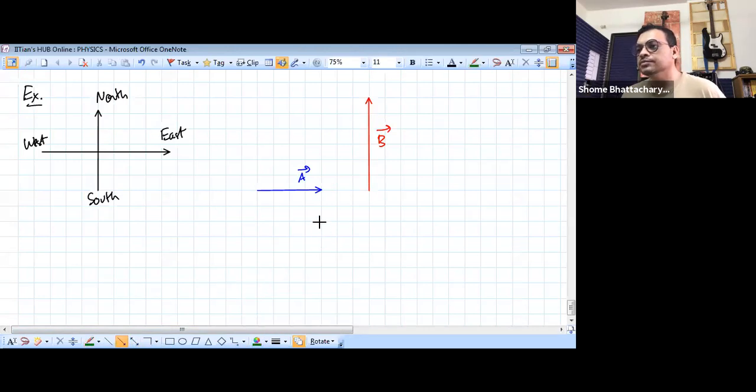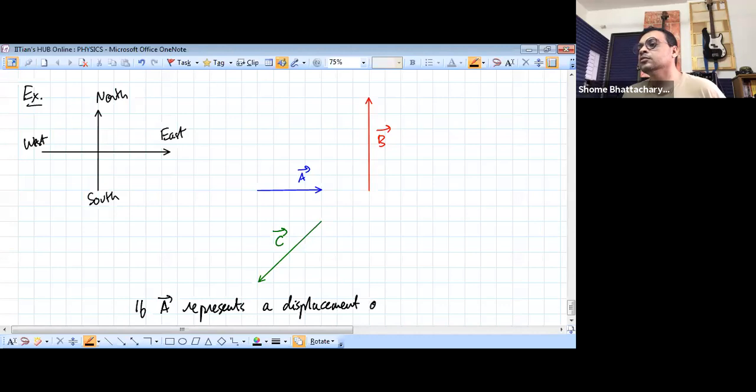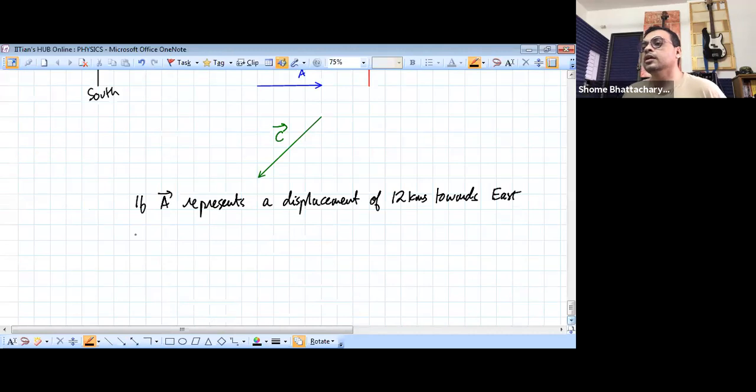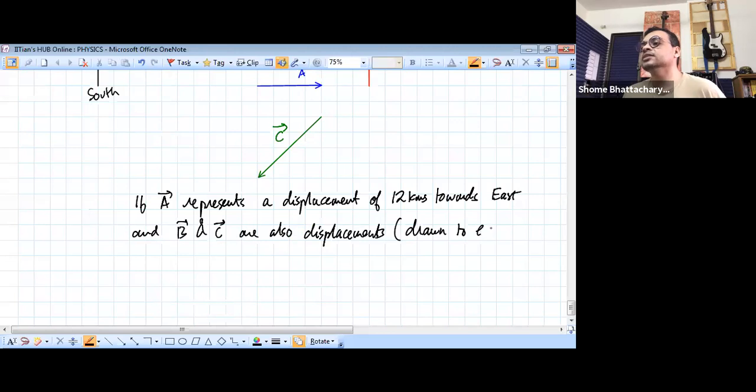I made another vector which is like this. Now the question is saying that if the vector A represents a displacement of 12 kilometers towards east, and B and C are also displacements drawn to exact scale.